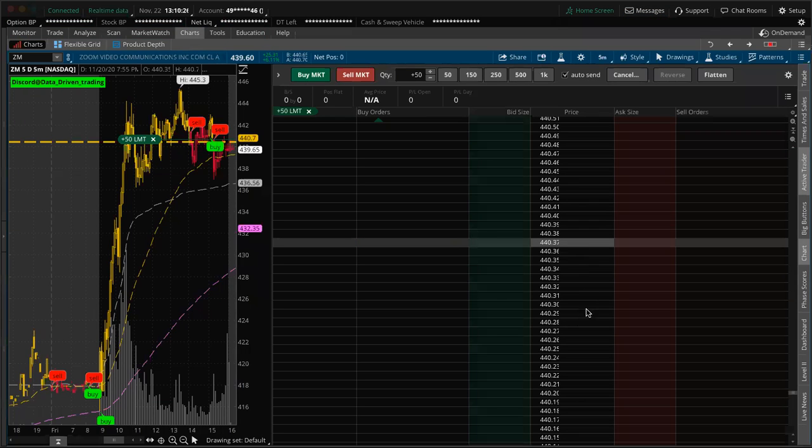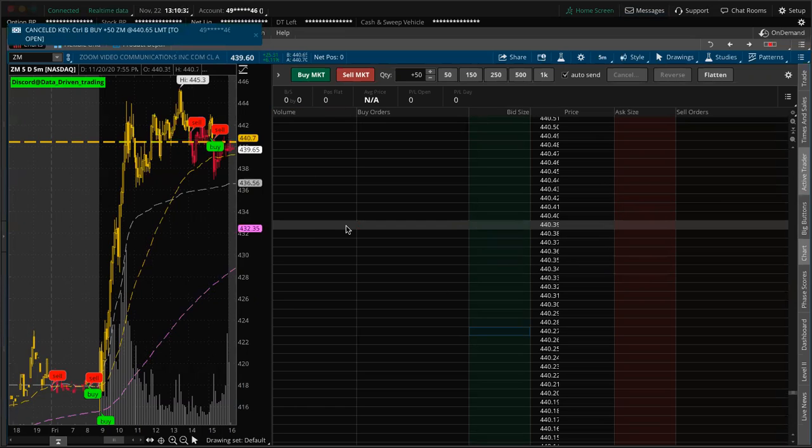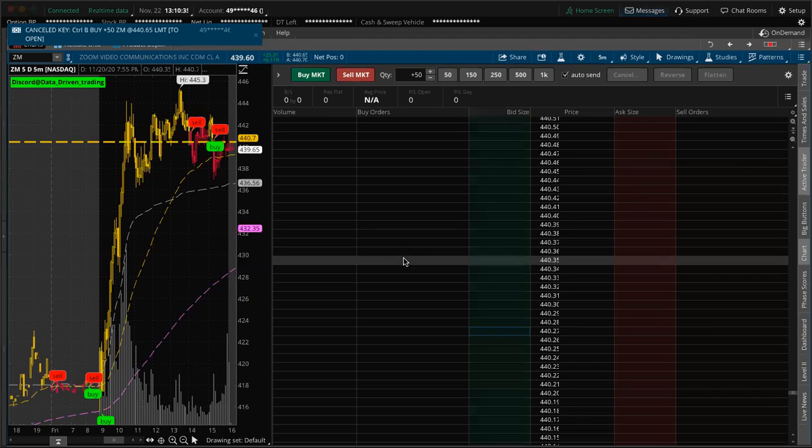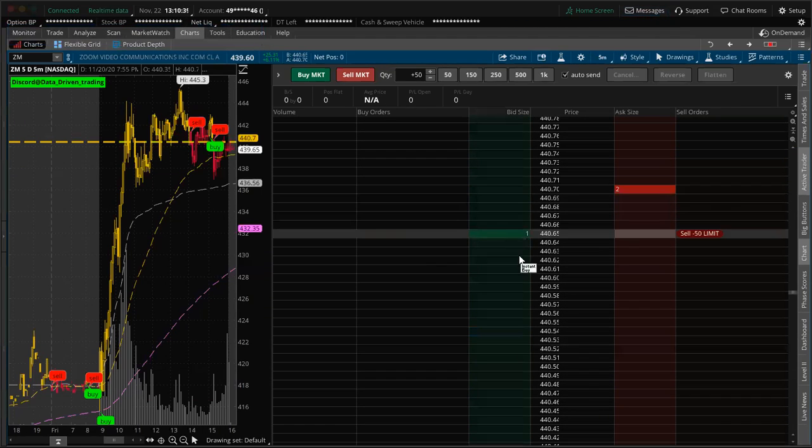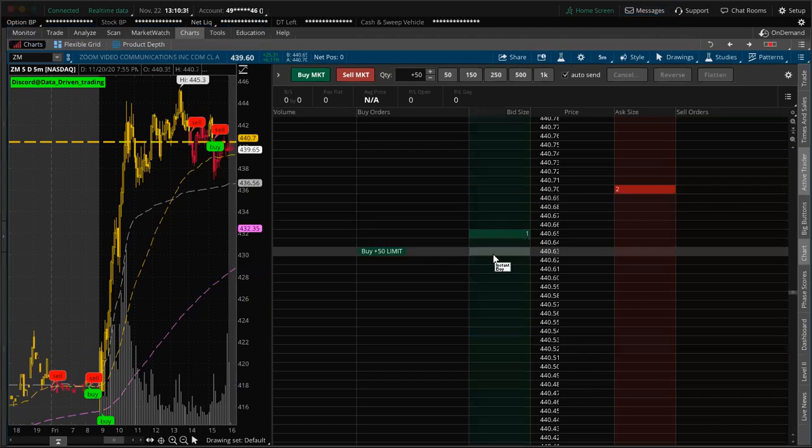All of that makes everything faster, right? Instead of me trying to find the bid and the ask when the stock is actually moving up and down very fast, right?